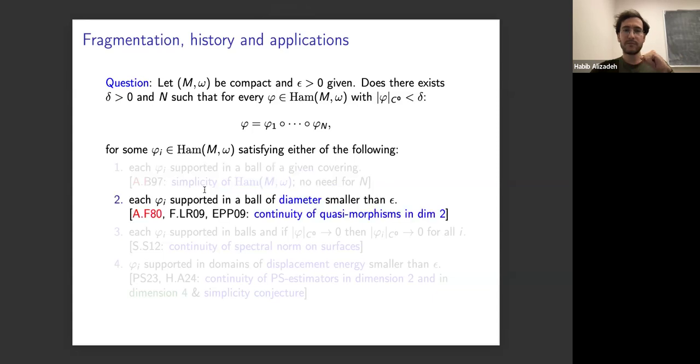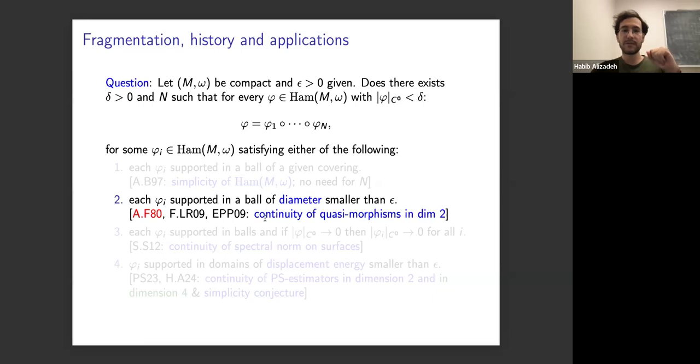And the second one would be one would like the support of the phi i's to be in balls of a small diameter. So the diameter is smaller than epsilon. And such a fragmentation result would have applications. For example, Leroux and Polterovich.